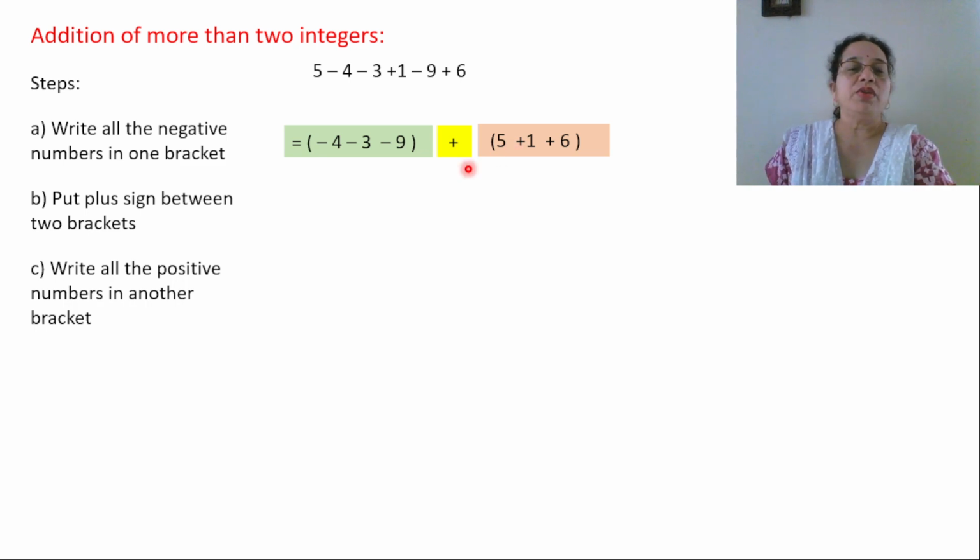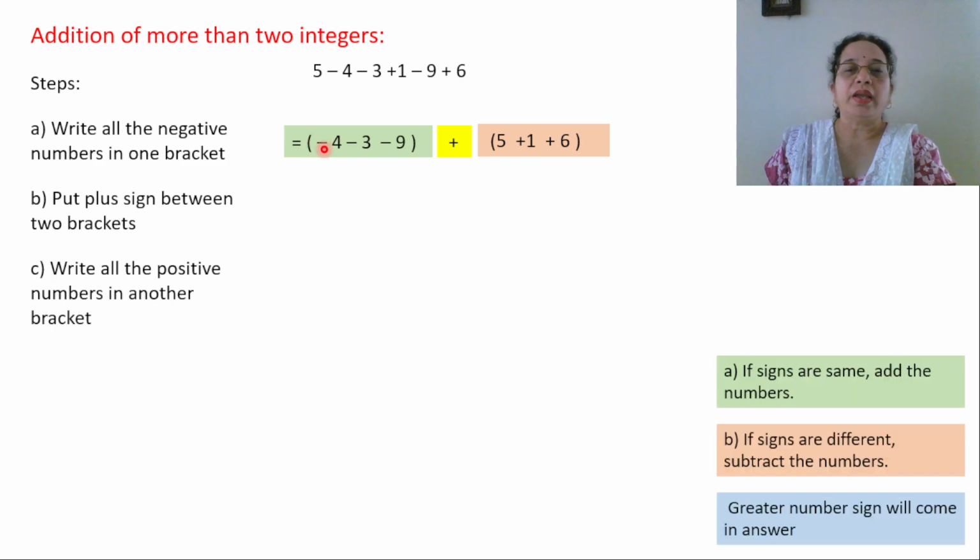Some of you can say we just want to write positive numbers first. So this is your choice. Here you can write down all the positive numbers, then plus, and in another bracket you can write down all the negative numbers. But for the grade 6 students, writing negative numbers first is an easier way. Otherwise this is your choice.